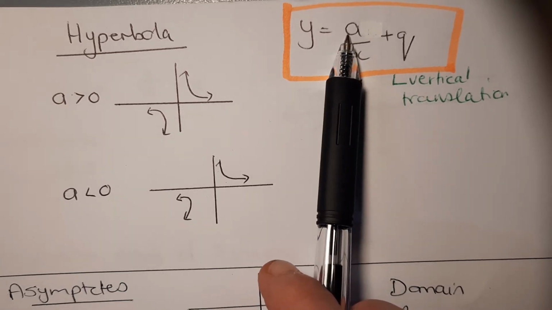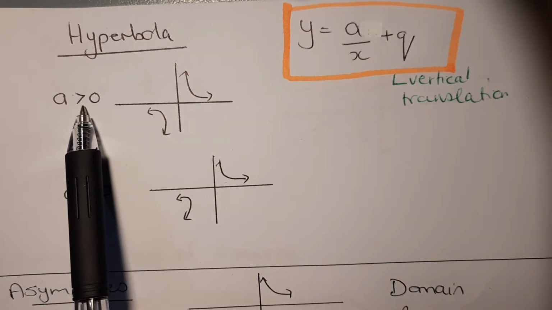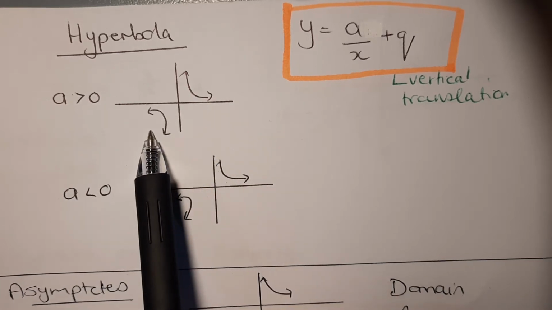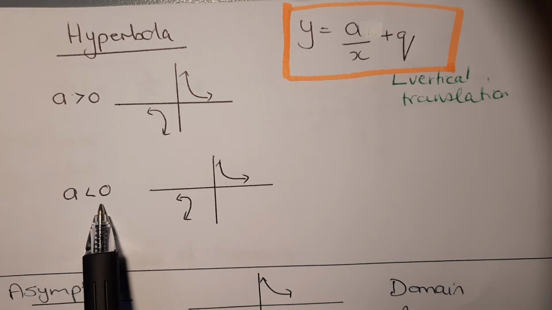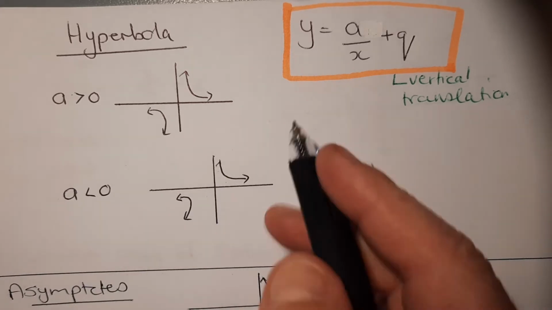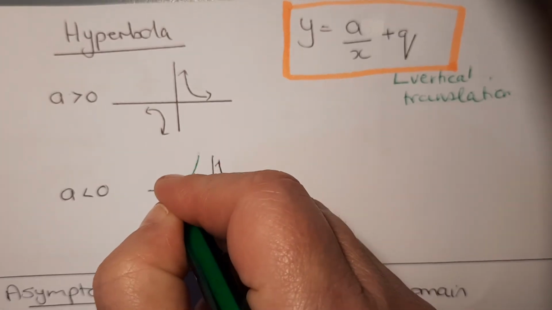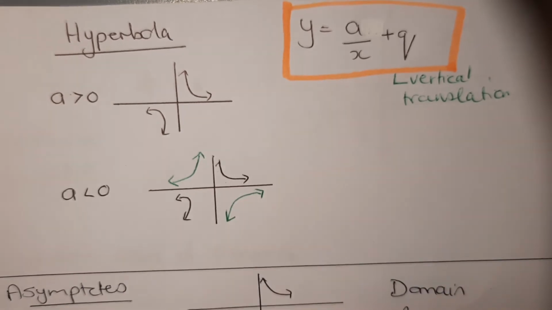Let's look at the effect of a. If a is positive, if a is greater than 0, then my hyperbola is going to be in quadrant 1 and quadrant 3. And if a is less than 0, if a is a negative value, then my hyperbola is going to be in quadrant 2 and quadrant 4.